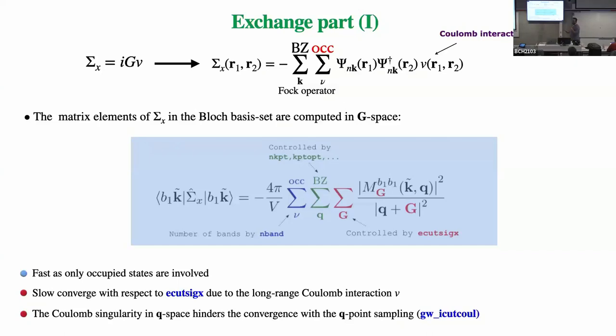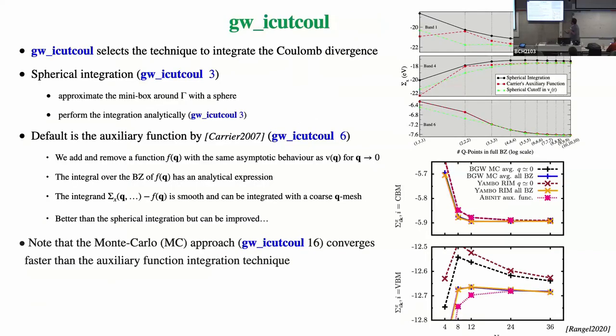Now, this is the bare Coulomb interaction, which converges slowly in G space. One has to be careful because there is also a divergence when q is equal to zero. There are different techniques that you can use to accelerate the convergence with respect to the k-point sampling. Everything is documented on the Abinit website. But anyway, the main idea is that you have an integrable singularity when q is tending to zero. So you want to remove a function that has the same divergence as the function that is integrable.